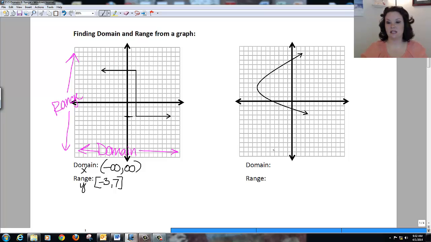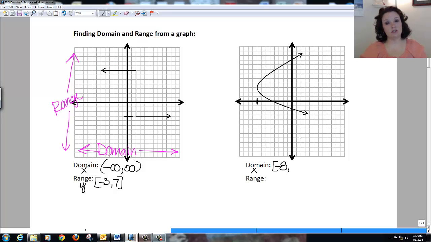Okay. Let's look at another one. Same thing here. Remember, domain is on my x's. The furthest to the left I can go and still have a picture for my x's is this point right here. Okay. So if I count over to the left, that's going to give me a value of -8. So -8 with a bracket is the furthest I can go to the left. And we always use a bracket unless there's an open circle. If there's an open circle, we use a parenthesis because it's not included. But anything else, we assume it's included.